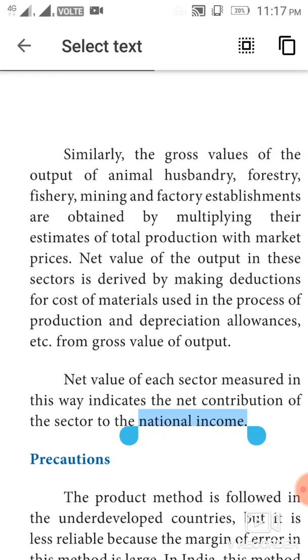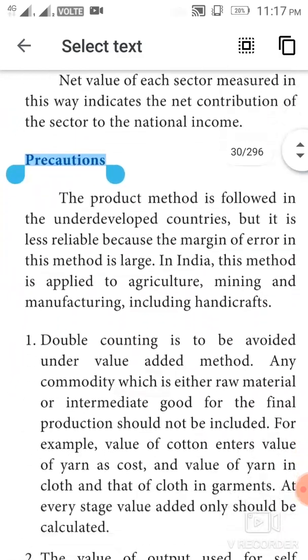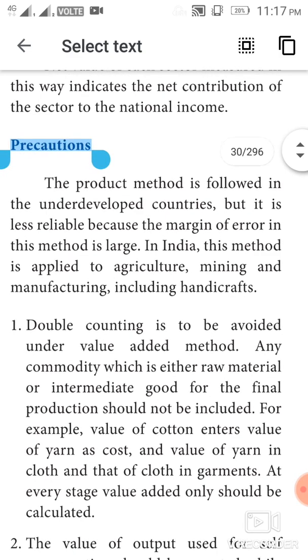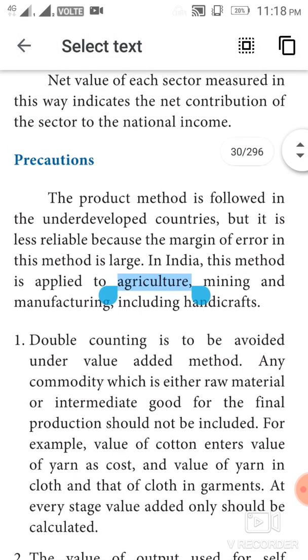Precautions. The product method is followed in the underdeveloped countries, but it is less reliable because the margin of error in this method is large. In India, this method is applied to agriculture, mining, and manufacturing, including handicrafts.